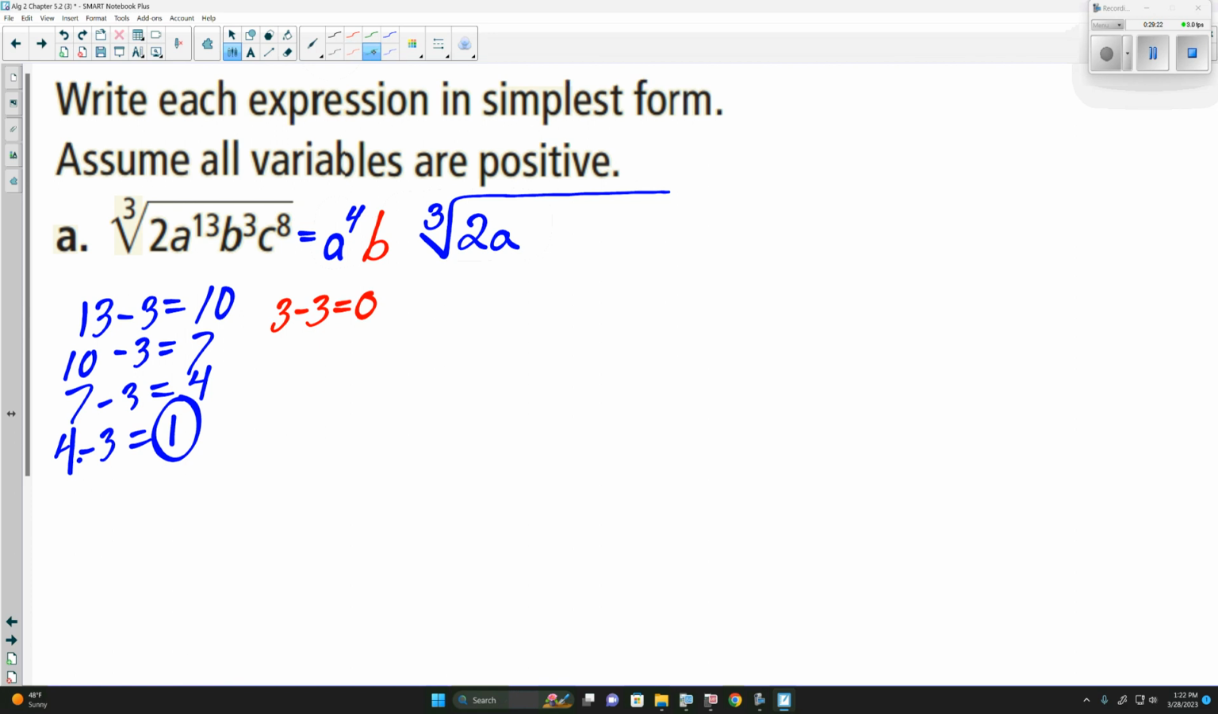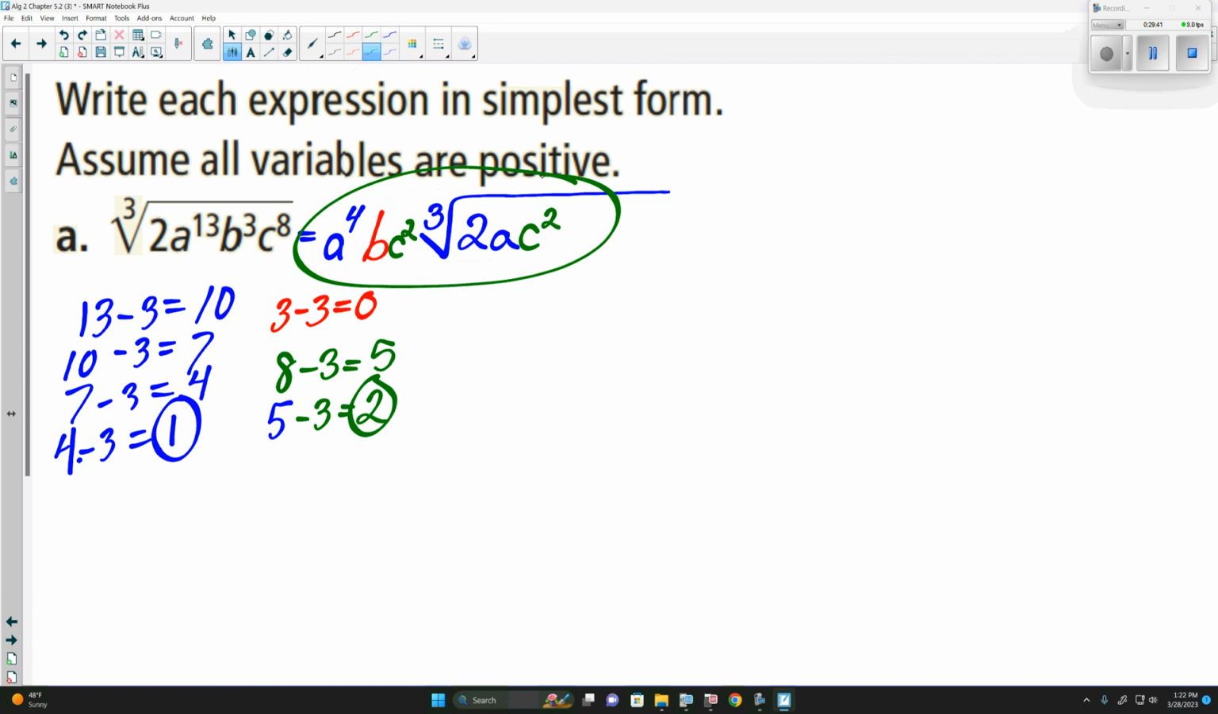And the last one, c to the 8th. Well, we can subtract 3 once and get 5. Well, we can subtract it again and get 2. Can we subtract it a 3rd time? No. So how many come out? 2. How many are left inside? 2. And that's it.